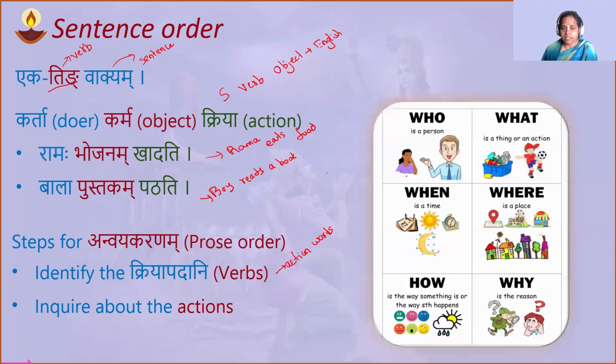Any action has many things related to it. Who is doing that action? Let's say we take an action called eating. Let's say Rama is eating. That's the action. If I just tell eating, then naturally you will ask, who is eating? Then you will ask, what is he eating? So who becomes the subject or karta, and what becomes the object or karma. Then you will say kada, when does he eat? Then you will ask, where does he eat? Is it at home, or in school, or in a playground?